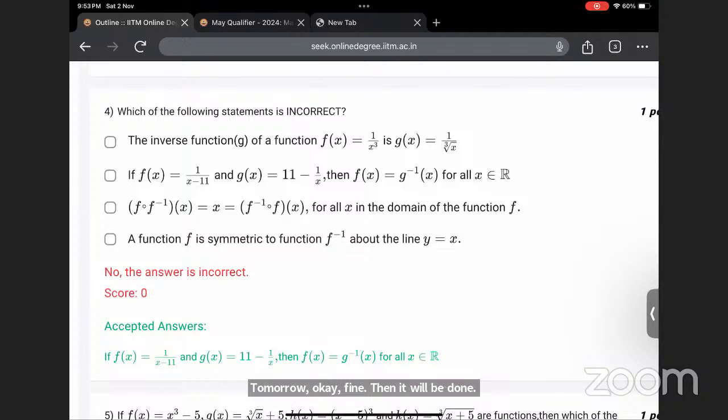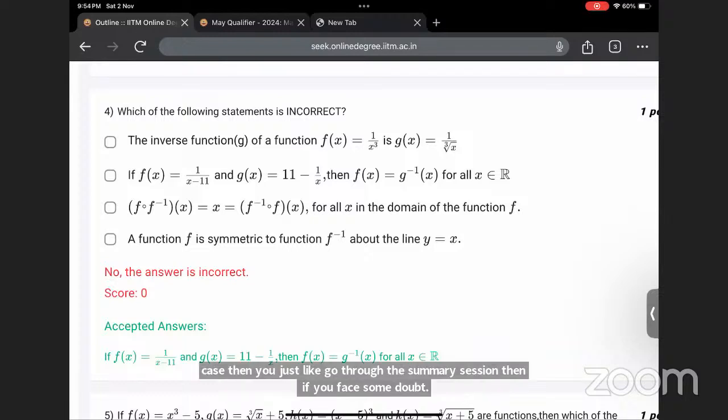In the meantime, I'll go through the summary. If it is not the case, then we will update it in the calendar. And if it is the case, then you just go through the summary session. If you face some doubt, you can ask me. I will clear your doubts. Okay, thank you so much.